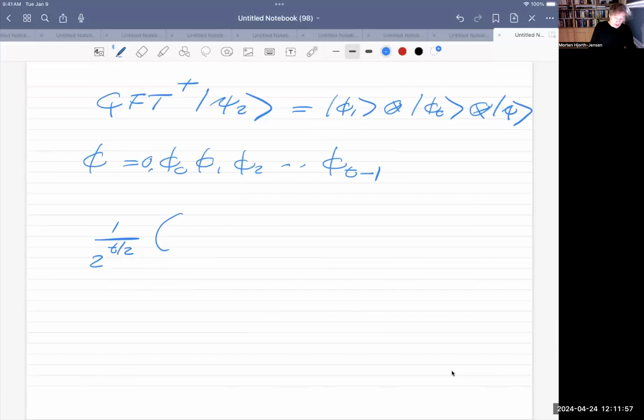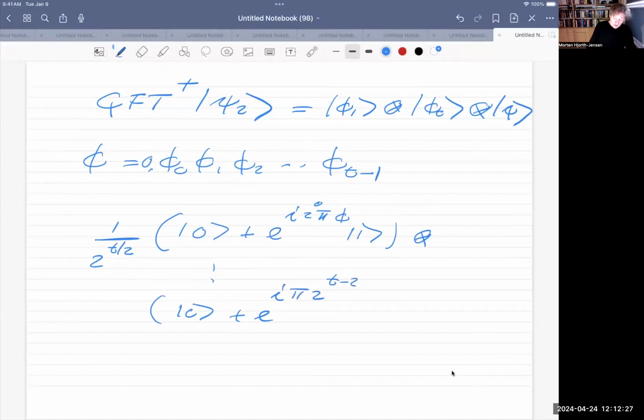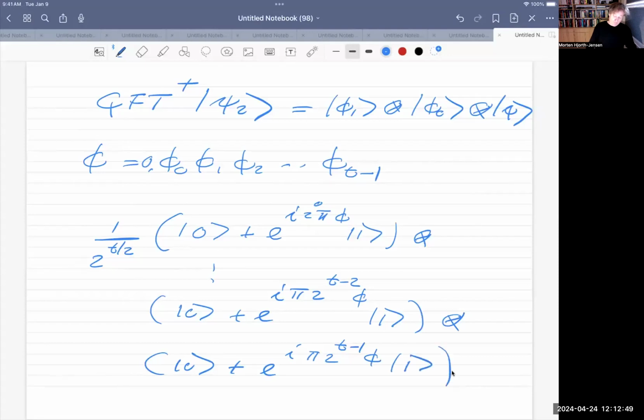And then we would have 0 plus e of I of 2 pi to 2 to the power of 0, multiplied with phi of 1. The next one is a tensor product of a chain of these, and we end up with the final ones, plus e of I of pi, and then 2 to the power of t minus 2 of phi times 1. And then the final one here, which is 0 plus e of I of 2 pi. No, not 2 pi, sorry, I'm so used to writing 2 pi here. Phi of 2 to the power of t minus 1 times phi of 1. And that is the final state.